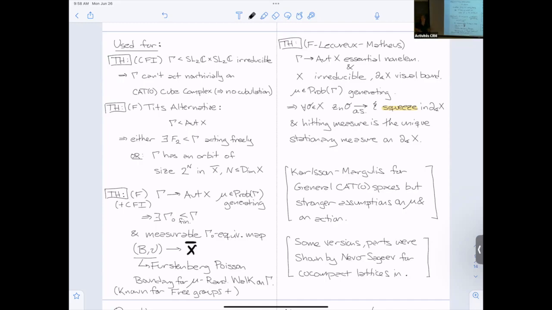So this had previously been obtained by Kaimanovich and Margulis for much more general CAT(0) spaces. Of course, CAT(0) cube complexes are CAT(0), but they maybe have no right to be, I don't know. On the other hand, they put stronger assumptions on their random walk and the action. Similarly, some previous versions were obtained by Nevo and Sageev, assuming that the complex is irreducible and your acting group is a co-compact lattice. And again, I'm not assuming that the space is locally compact or much about the action.